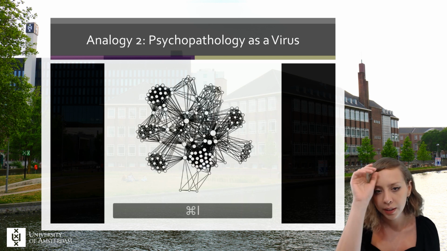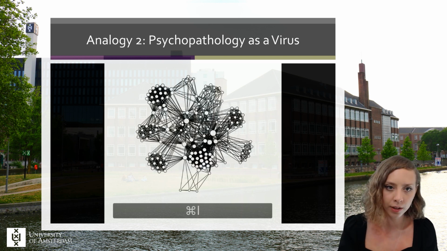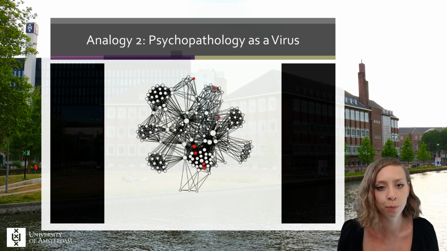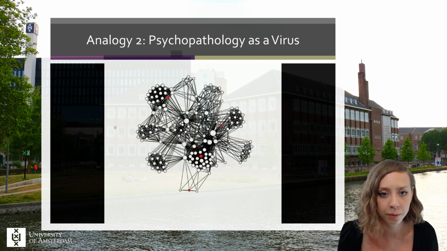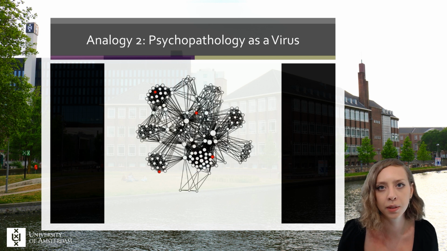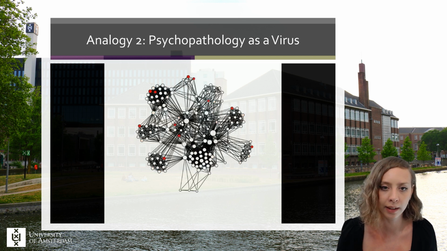Another analogy that we can think of is of psychopathology as a virus. And this is one of the first things that our lab did. This is simulating a network under a virus spread model. So this is the network of one person, and this person has symptoms. I think in this particular simulation, there are symptoms of depression and anxiety. And whenever a node becomes red, then it means that that symptom is activating.